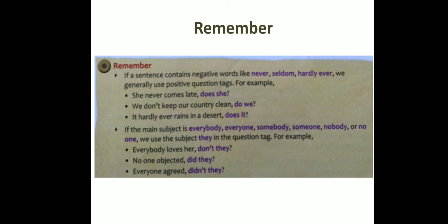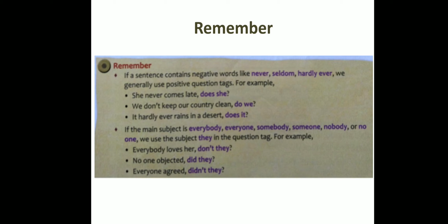Next one, if the main subject is everybody, everyone, somebody, someone, nobody or no one, we will use the subject they in the question tag. This is also very easy. If the subject of your sentence is everybody, everyone, somebody, someone, nobody, no one, then we will use the subject they when we write the question tag. Like if I say everybody loves her, don't they? So they comes in place of the subject. Okay, no one objected, did they? They comes in place of no one again. Everyone agreed, didn't they? So you see that they is taking the place of everybody, no one, and everyone over here.